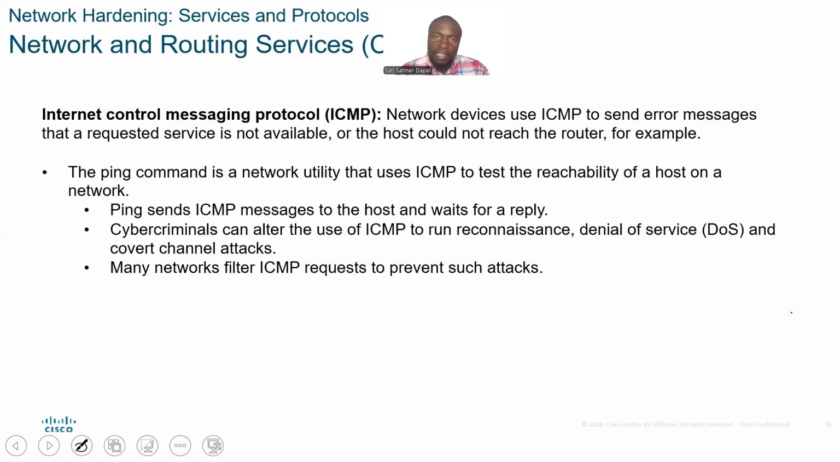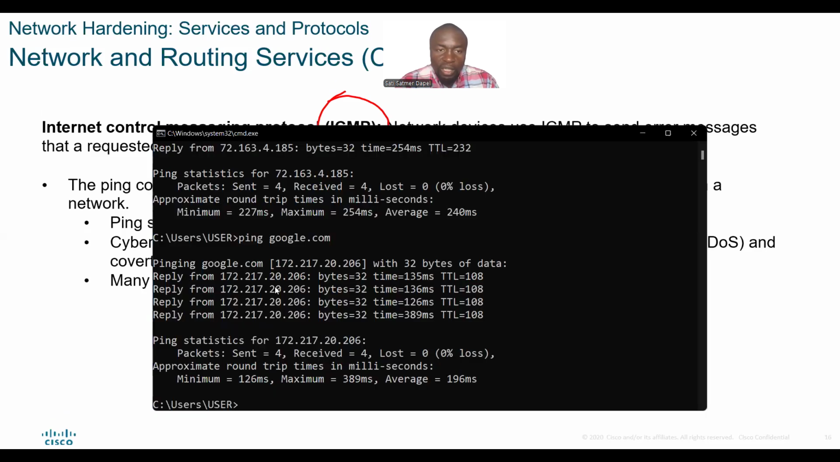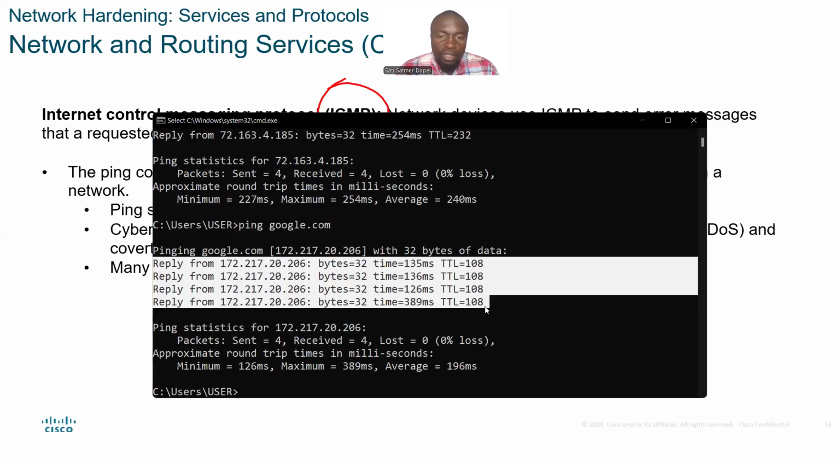Another network service that needs securing is what we call ICMP. You know, when we run a ping, it uses the ICMP protocol. ICMP stands for Internet Control Message Protocol. So network devices use ICMP to send error messages that a requested service is not available, or the host could not be reached. For instance, like what we did here. So you see, it is ICMP that gave us these results. From this ping result, it is ICMP, because when you use ping, you get ICMP.